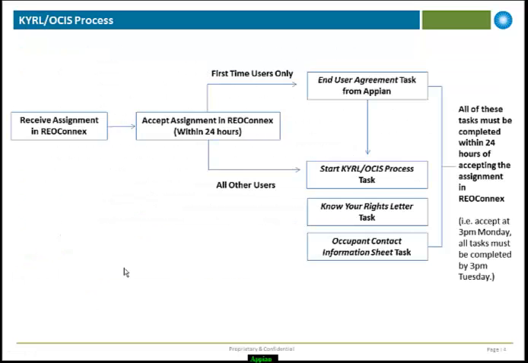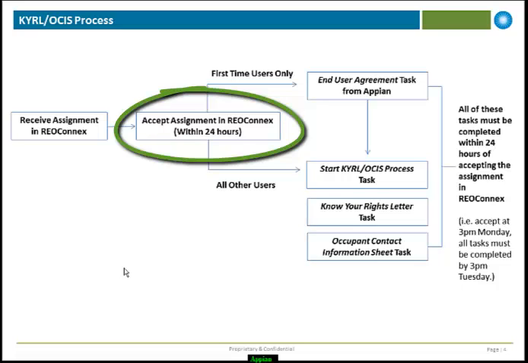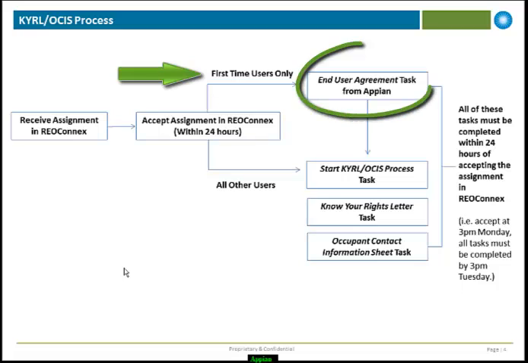This is a high-level overview of the KYRL and OCIS process. You will receive an assignment in RioConnects as you do today. Upon accepting the assignment in RioConnects, you will have tasks due within 24 hours. First-time users, you will be required to complete an end-user agreement task from Appian. Again, this is only for the first time that you utilize Appian.